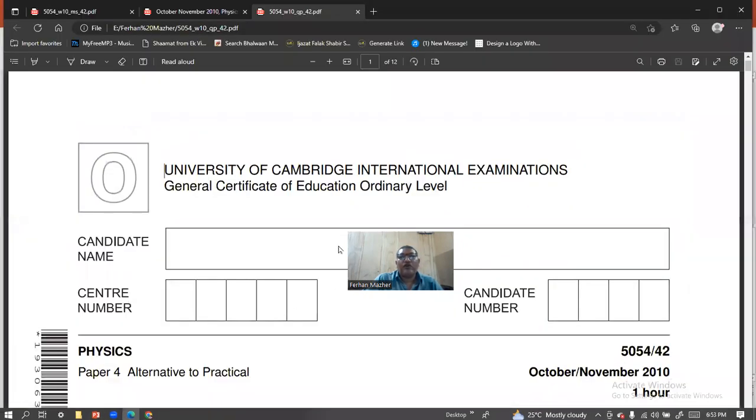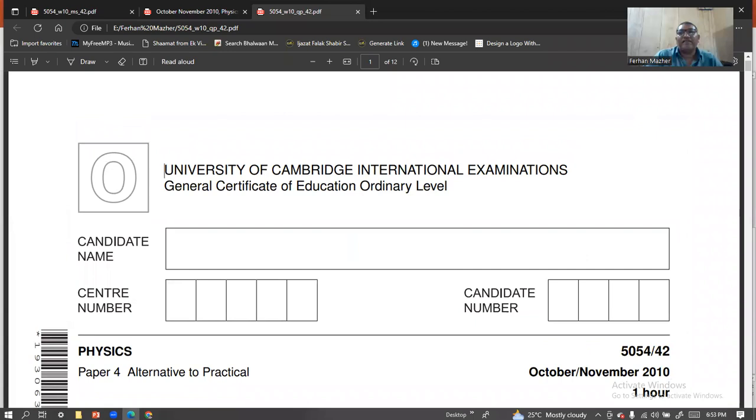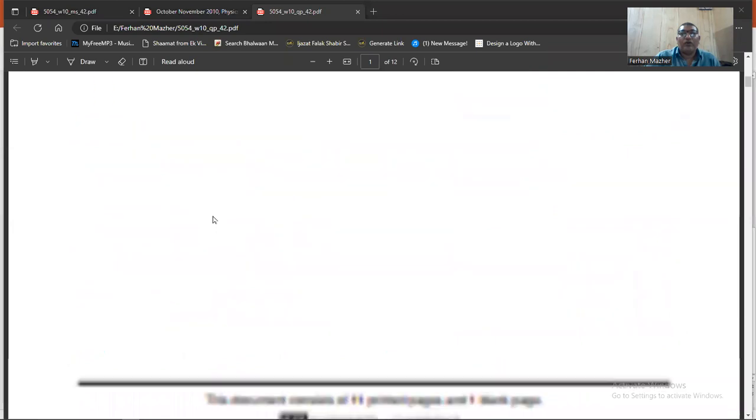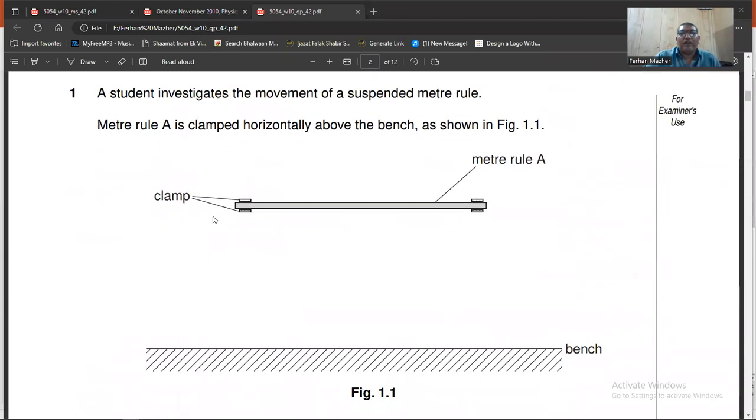So here we go. On your screen, you can see the paper is showing up, October-November 2010 4-2 paper, the alternative to practical ATP paper. We also call it paper 4. So here comes question 1.